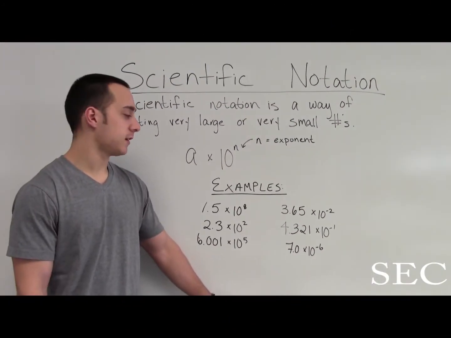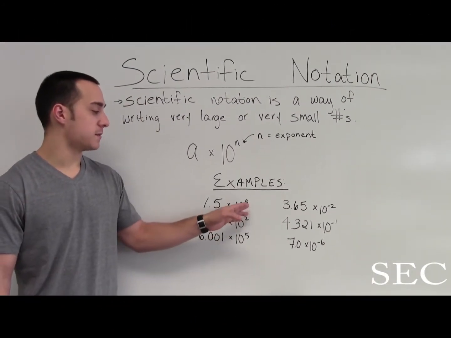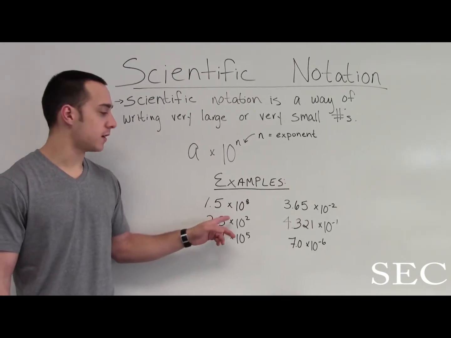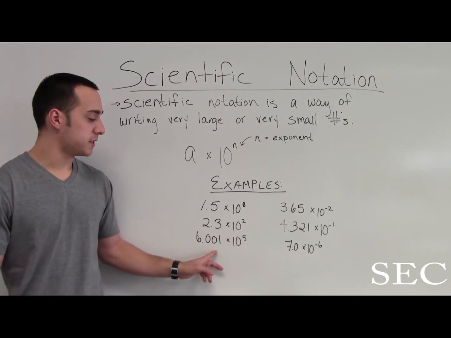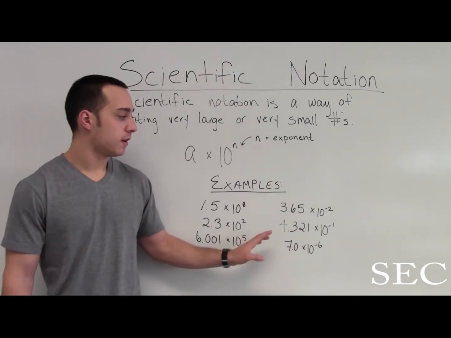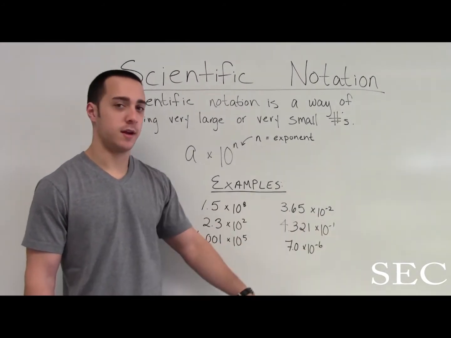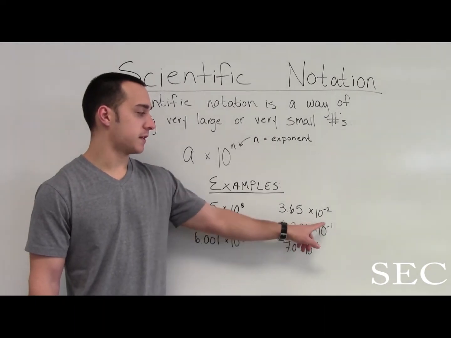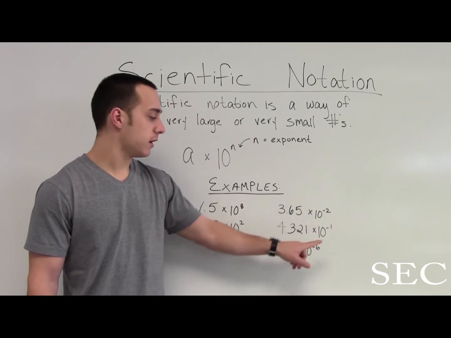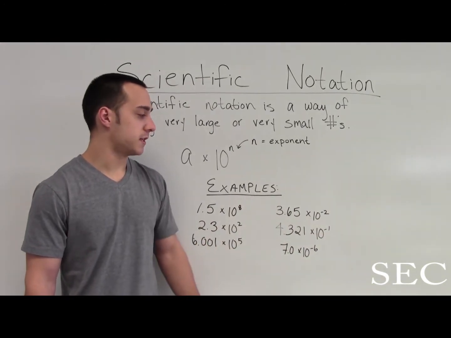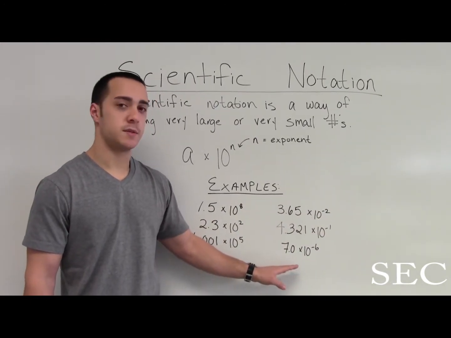Some examples of scientific notation are 1.5 times 10 to the 8th. 1.5 is the mantissa, and 8 is the exponent. 2.3 times 10 to the 2. 6.001 times 10 to the 5th. Like we discussed earlier, the exponent can also be negative. 3.65 times 10 to the negative 2. 3.65 is the mantissa, and negative 2 is the exponent. 4.321 times 10 to the negative 1, and 7.0 times 10 to the negative 6.